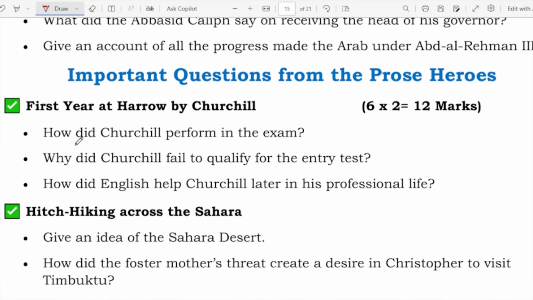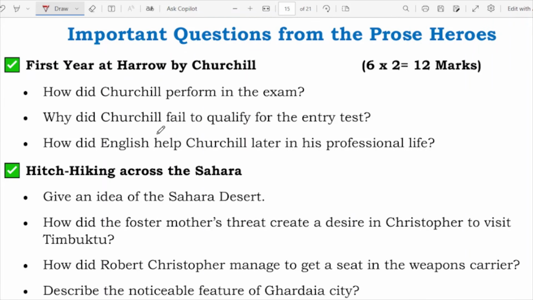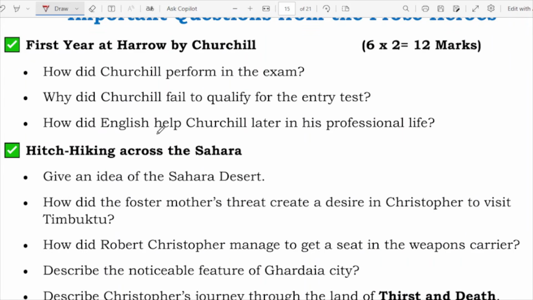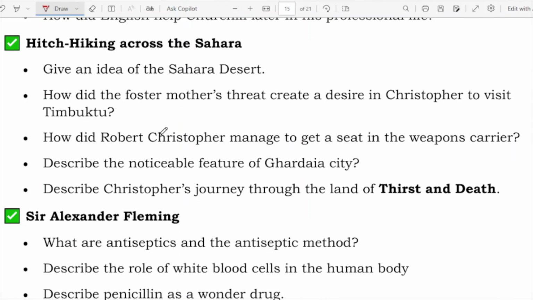Important questions. How did Churchill perform in the exam? Why did Churchill fail to qualify for the entry? Mind you, when you write the answer, keep the tense of the question in mind. The questions use did, fail, but when you write the answer, write he performed, he failed. Hitchhiking Across the Sahara: give an idea of the Sahara Desert.